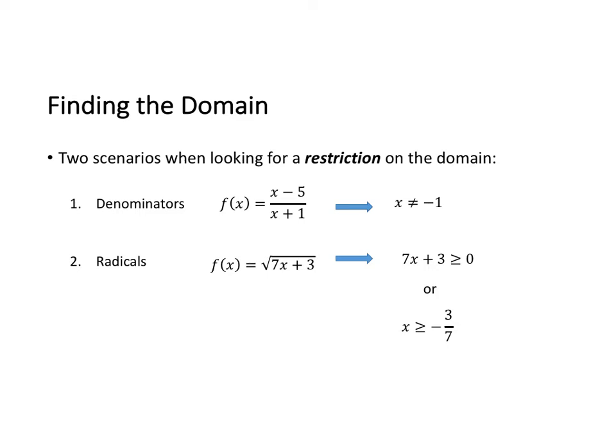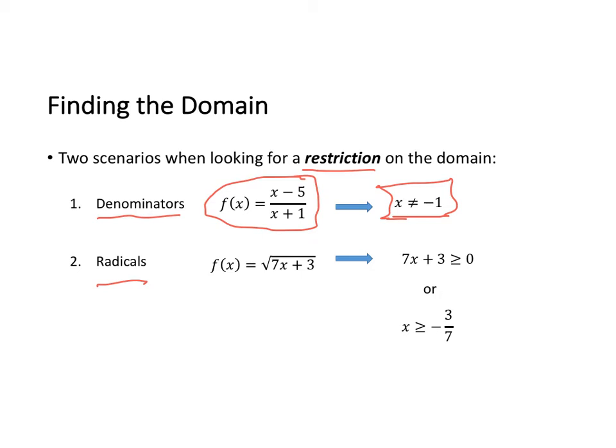Now let's look at restrictions on the domain. We talked about being continuous on the domain. Well, what if we have a particular restriction? Now there's two types of restrictions. We could have a restriction because of the denominator or a restriction because of radicals. The denominator cannot be equal to 0. So in this particular function, x minus 5 over x plus 1, we know that x cannot equal minus 1. So that's our restriction in this case.